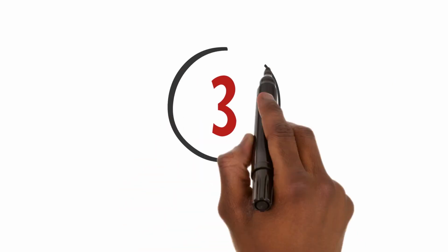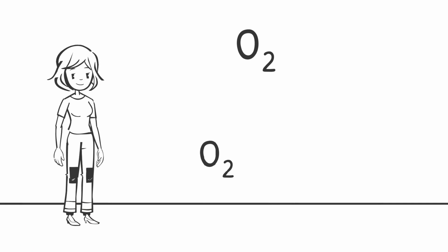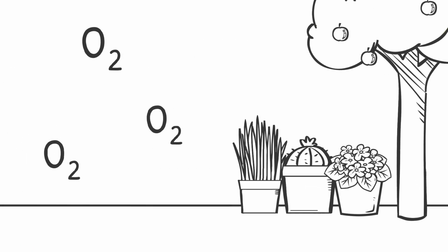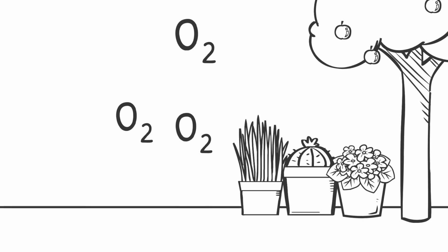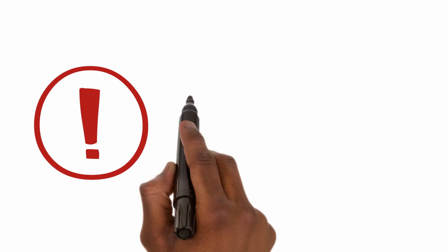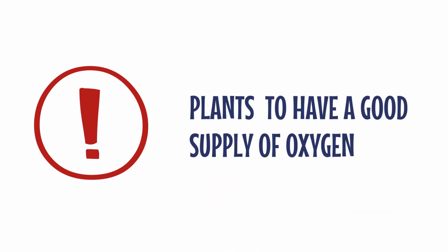The third factor is oxygen. Just like we need oxygen to respire, plants need it too. Adequate oxygen levels ensure that respiration happens efficiently. So, it's important for plants to have a good supply of oxygen.